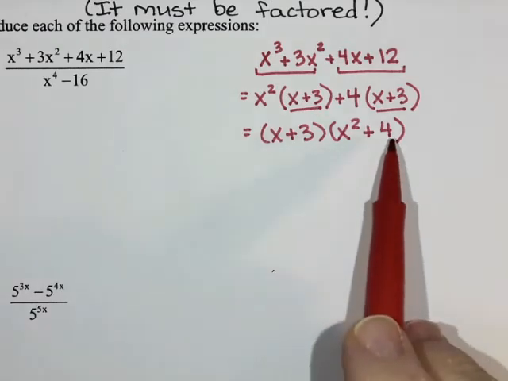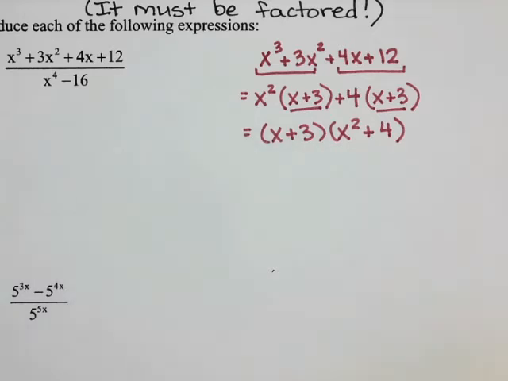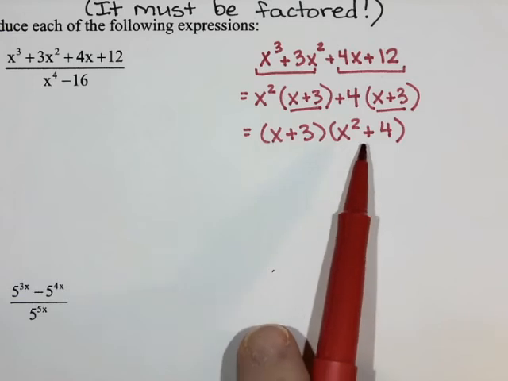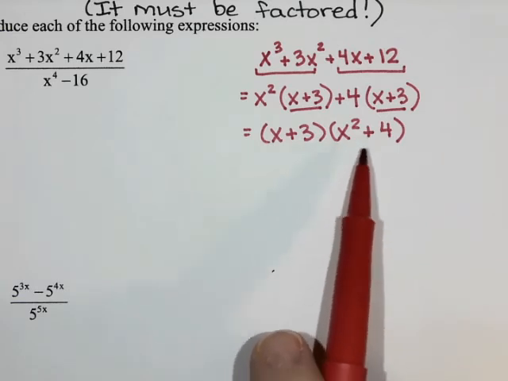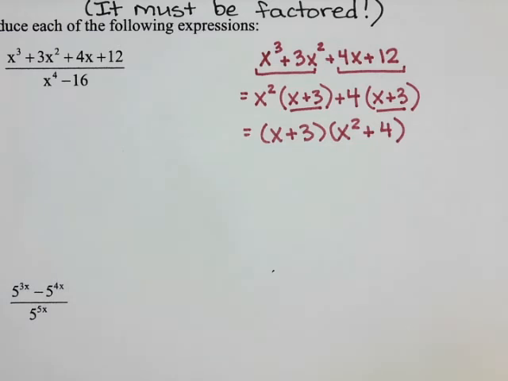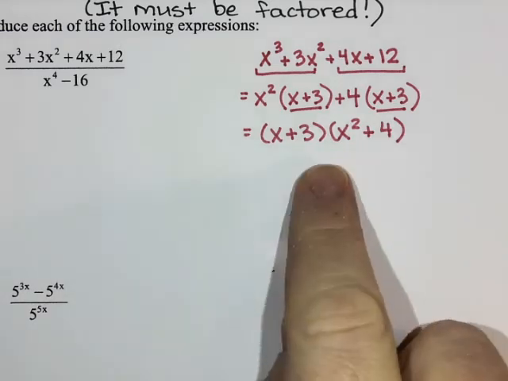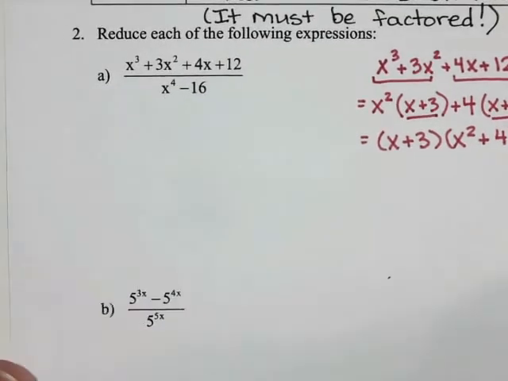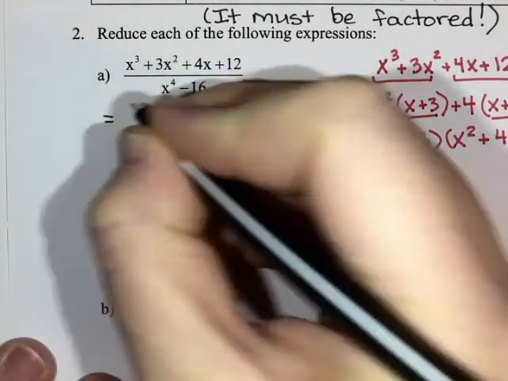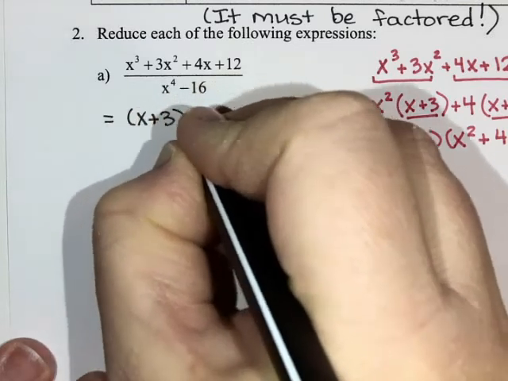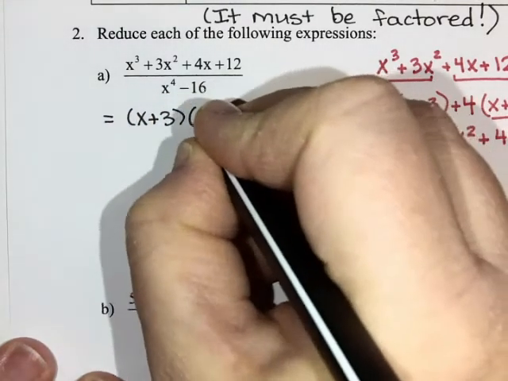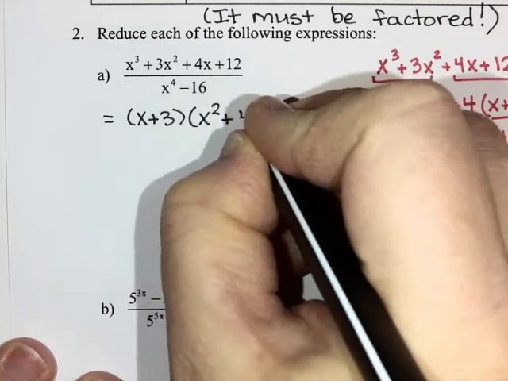It has 2 terms, and they are perfect squares. Is that a difference of squares? It's actually a sum of squares, which means we can't factor it. We cannot factor sums of squares. So I'm going to take this expression and put that back in for my numerator. On the top we have x plus 3 times x squared plus 4.